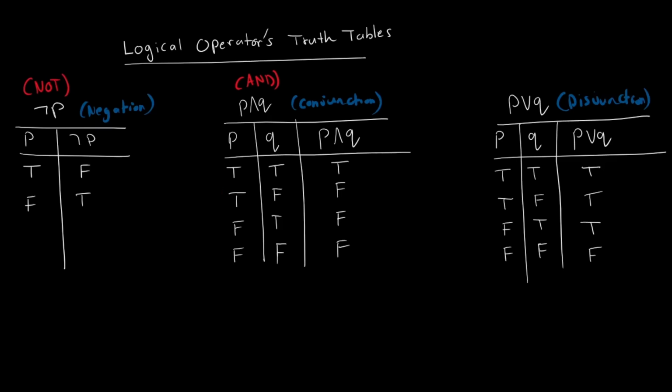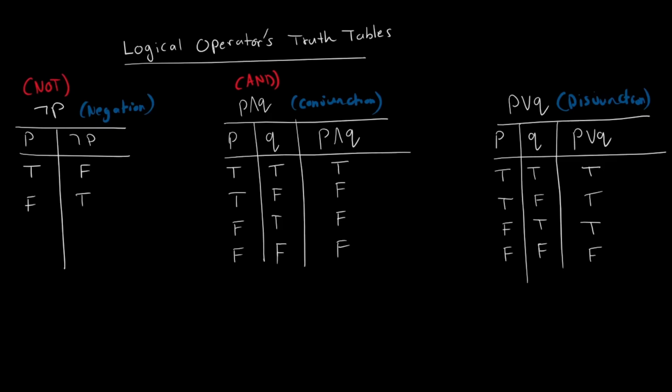So for conjunction, both have to be true in order for the output to be true. So P has to be true and Q has to be true in order for P and Q to be true. So let's go through it. If I have true and true, it'll be true. If it's true and false, it'll be false. If it's false and true, it'll be false. And if it's false and false, it'll be false.